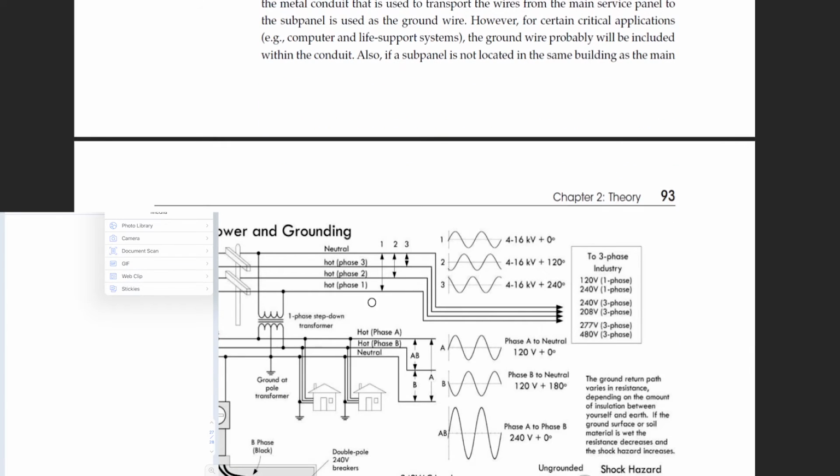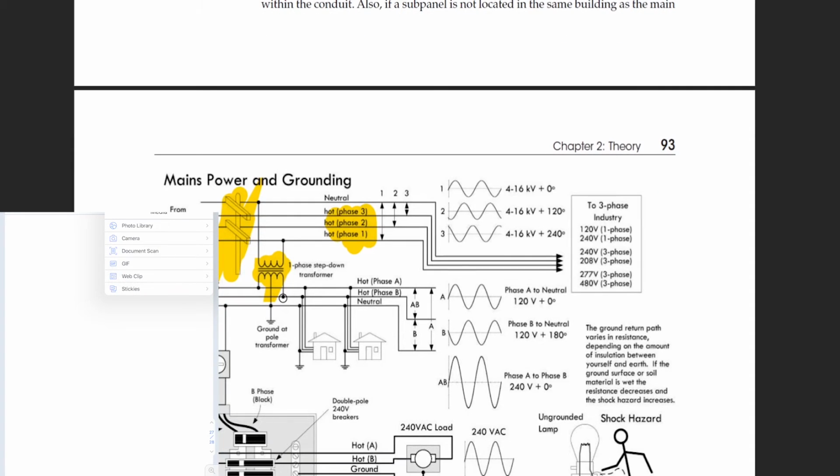The pole transformer. Okay, so you've got this mains power line. They're saying you've got a neutral and here it's talking about three phases. They were only talking about A and B phase, but okay. Yeah, so the transformer is isolated. You've got the mains lines here. So you've got the main three phase power running across the city.